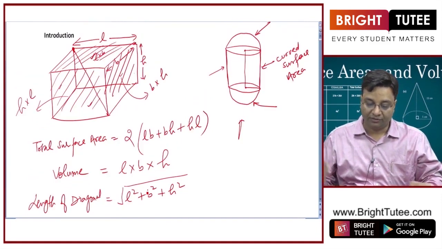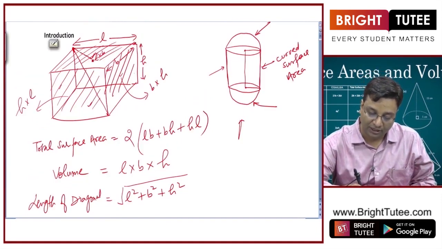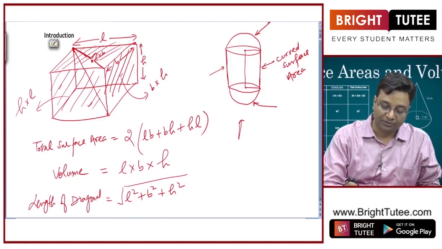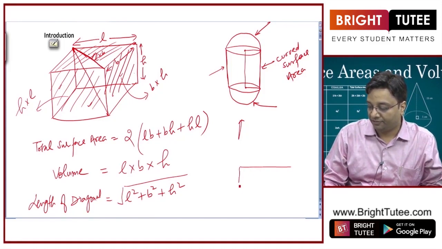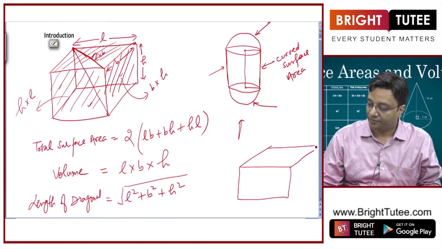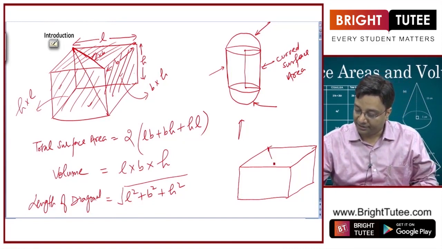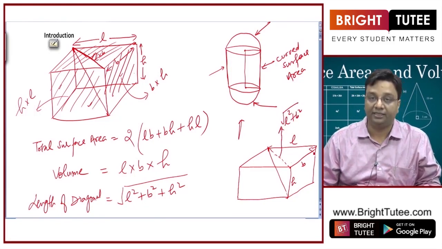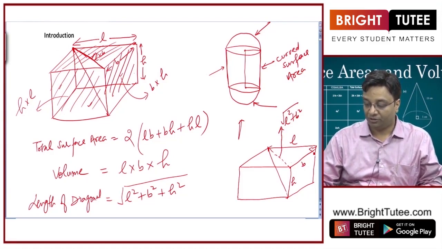And you can confirm this by joining this diagonal also. If you join this diagonal, what is this diagonal? This is square root of L square plus B square. Let me make this cuboid once again. Okay, now I am talking about this length here, right? Now if I join this diagonal here, and this is L, this is B, this is H. So what will be this diagonal? This will be square root of L square plus B square, because these angles are 90 degrees, right? So by applying Pythagoras theorem you can find this.